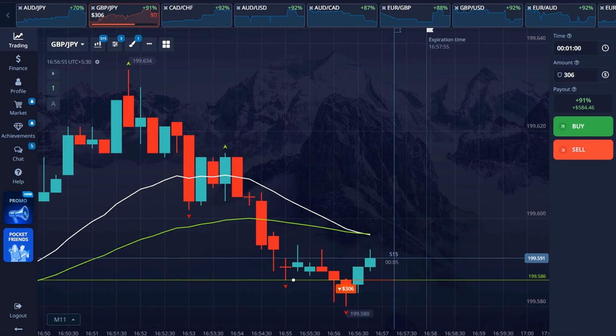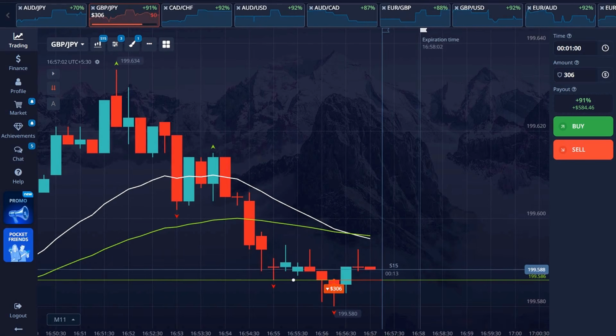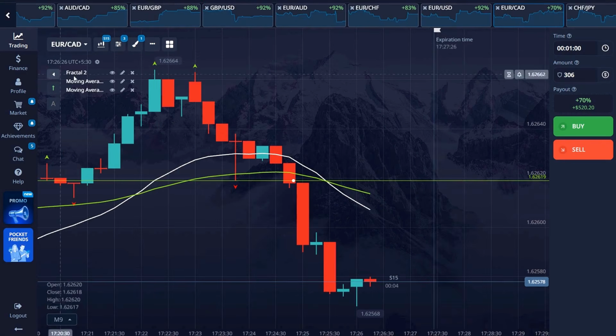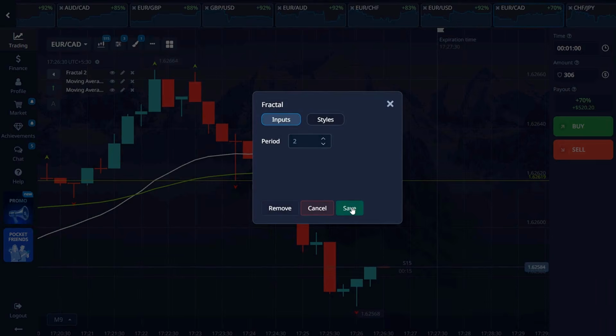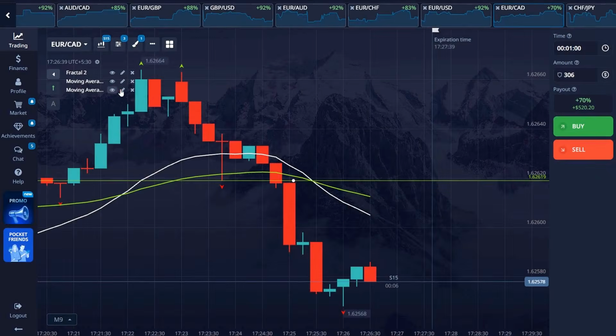Step 1. Set up your chart. Open your Pocket Option chart. Select candlestick chart. Time frame: 15-second candles with 1-minute expiry. Add the Fractals indicator with default settings. For better accuracy, add EMA 20 and EMA 50. That's it. Your chart is ready.